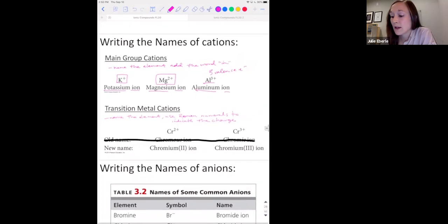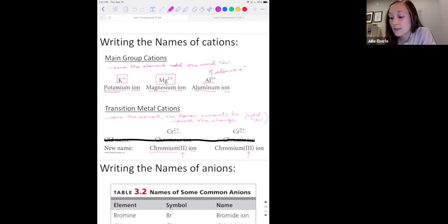And you see an example of that here with chromium, okay? So we're going to name the element. Then we use Roman numerals to indicate the charge. A +2 means 2 in Roman numerals here. And then again, you add the word ion, okay? Same idea. We have a chromium +3 as well. So chromium can lose 2 valence electrons, or it can also lose 2 valence plus 1 more, okay? And so we would put 3 for the Roman numeral to indicate the charge, right?